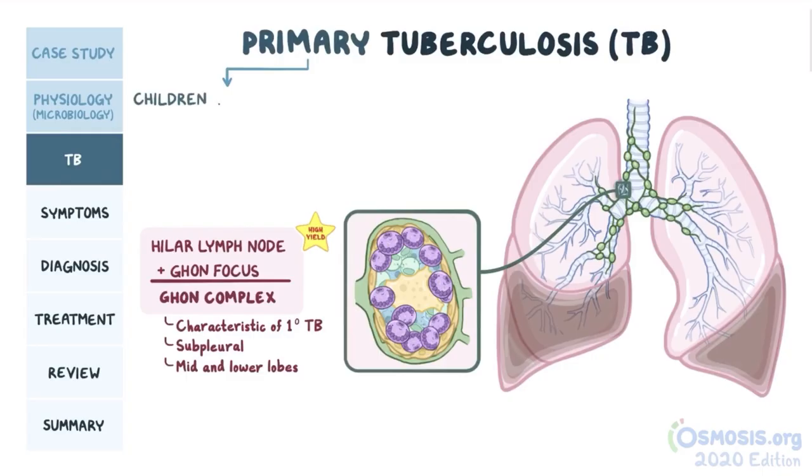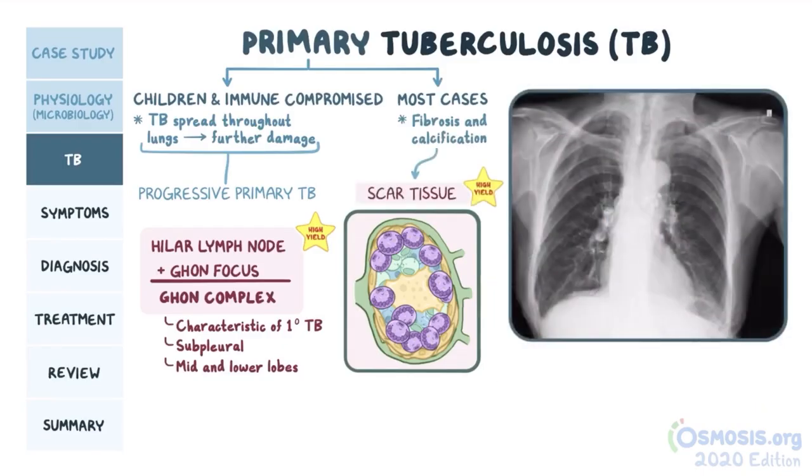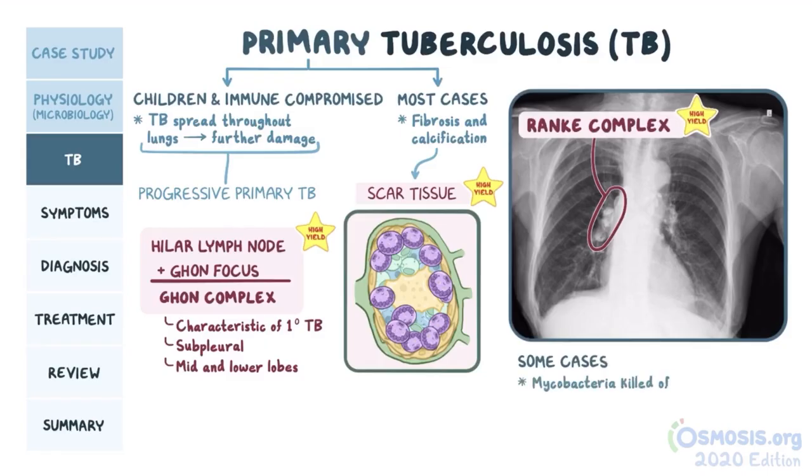In children and immune-compromised individuals, primary tuberculosis cannot be contained by granulomas, so they spread throughout the lungs, causing further damage. This is called progressive primary tuberculosis. In most cases, however, the tissue that's encapsulated by the granuloma undergoes fibrosis and often calcification, producing scar tissue that can be seen on an X-ray. A calcified Ghon complex is called a Ranke complex. In some cases, the mycobacteria are killed off by the immune system and the complex heals, leaving just a small scar behind, and that's the end of that.